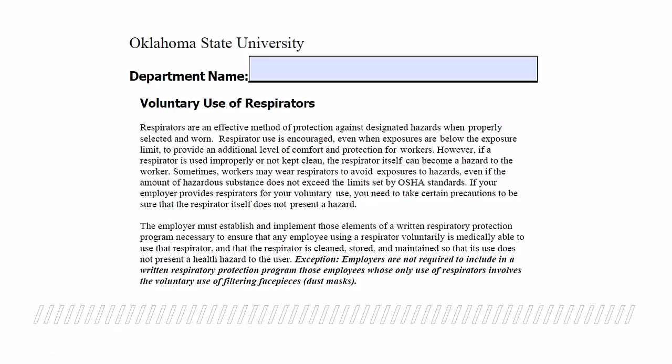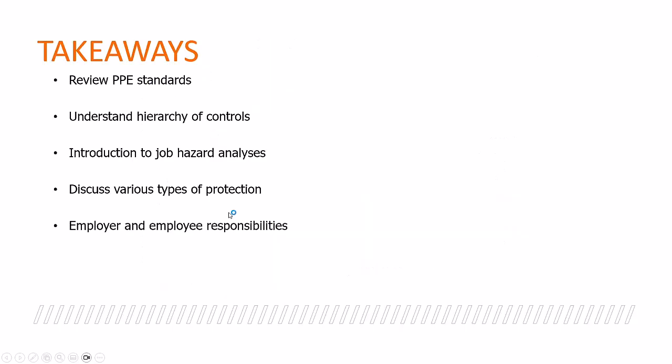Here's what the voluntary use of respirator information looks like right here. You put the department name at the very top up there. Respirators are an effective method to protect against designated hazards when properly selected and worn. Sometimes workers may wear respirators to reduce exposures to hazards, even if the amount of hazardous substance does not exceed the limits set by OSHA. So that's where it turns into a voluntary use as well.